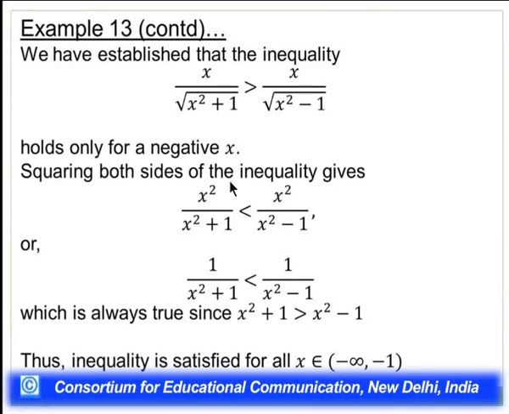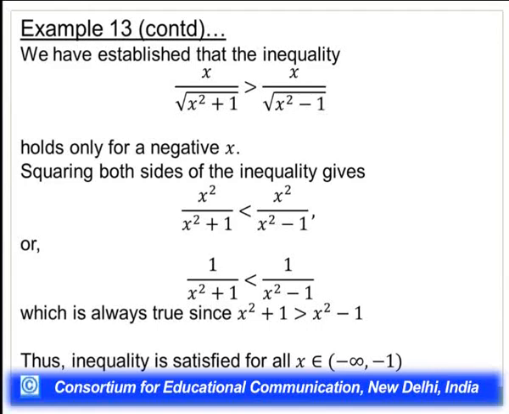So, if I square both sides of the inequality, I get x square upon x square plus 1 is less than, the squaring will reverse the inequality. So, x square upon x square plus 1 is less than x square upon x square minus 1, and because the x squares are positive numbers, I can cancel them to get 1 upon x square plus 1 is less than 1 upon x square minus 1.